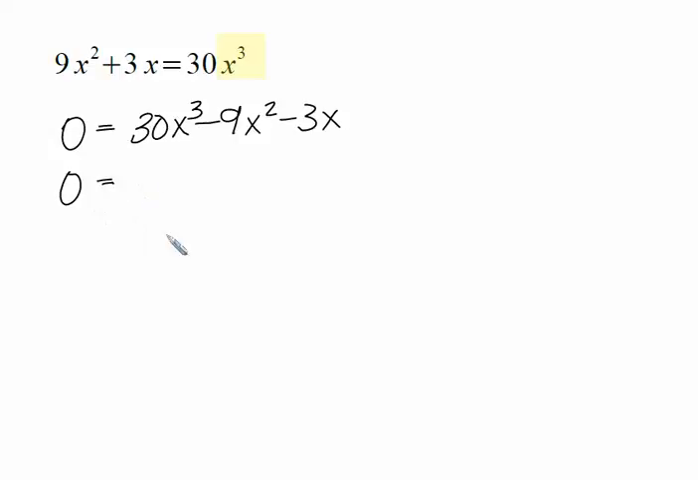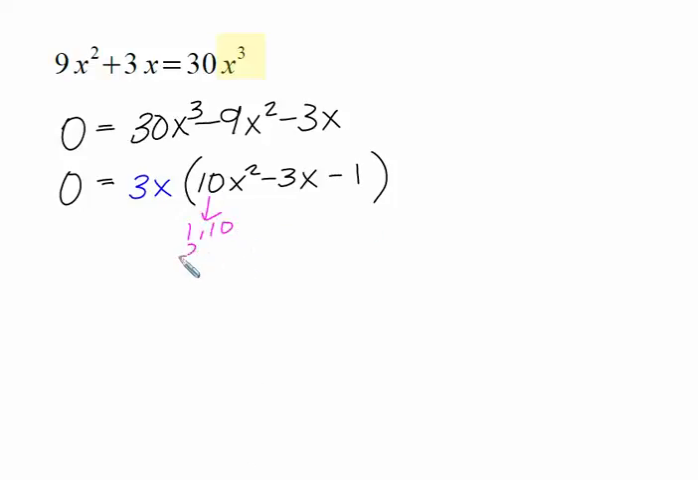Next, and this is key, we look for the greatest common factor. In this problem, our greatest common factor is a 3x. When we factor it out, we're left with 10x squared minus 3x minus 1. And now we look to factor what remains.